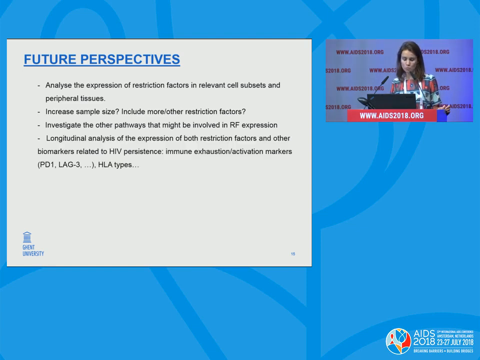And of course, it would be nice to correlate the data from restriction factors with other potential biomarkers related to HIV persistence, like the immune exhaustion activation markers and HLA subtypes.